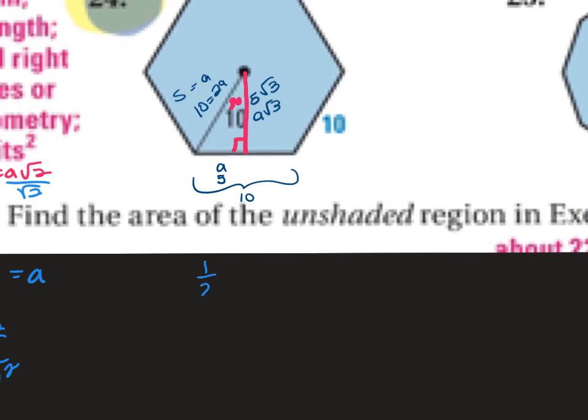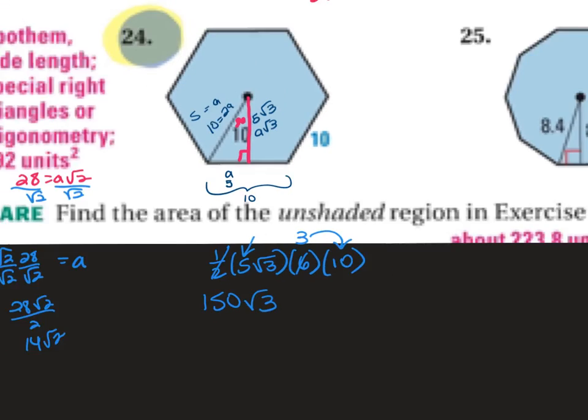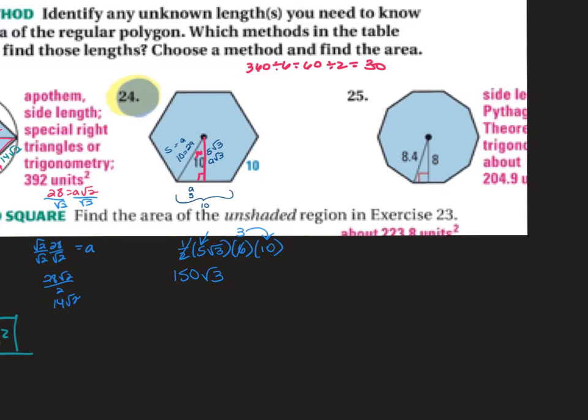So then it's 1/2 apothem 5 root 3, number of sides 6, length of each side 10. I can do half of 6 is 3, 3 times 10 is 30, 30 times 5 is 150 root 3. Again, it didn't give you a unit, so units squared.